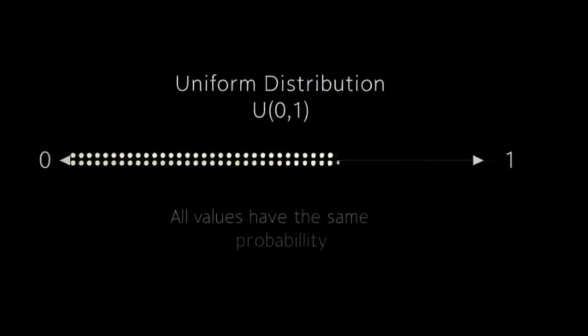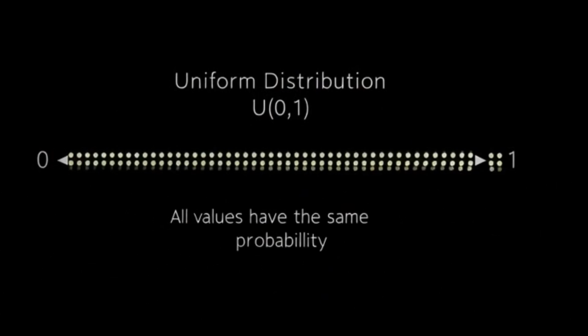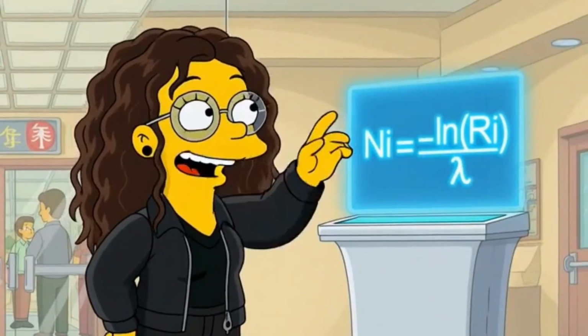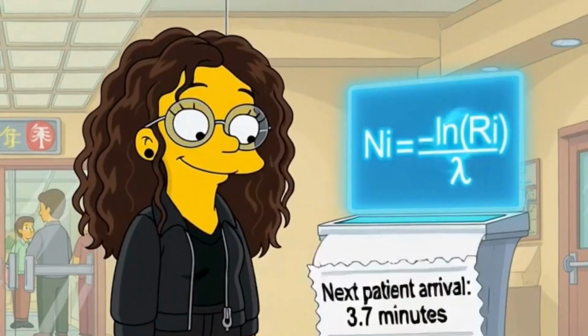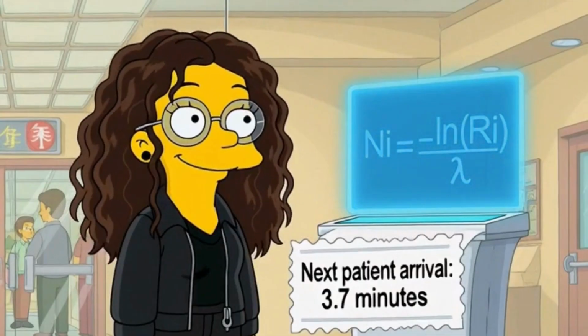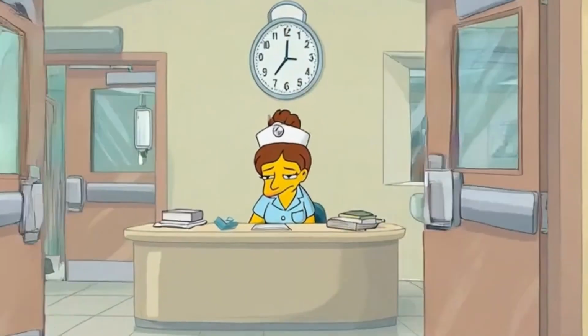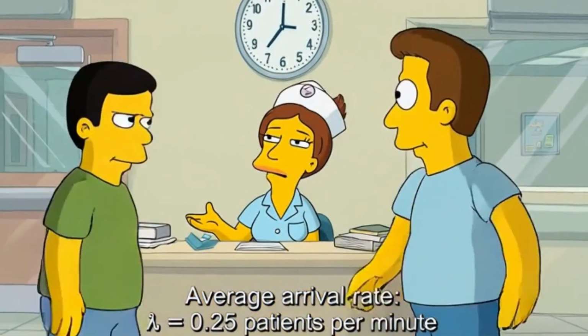This new value, Ri, behaves like a number drawn from a uniform distribution. This means that all values between 0 and 1 have the same probability of appearing. But we still need to convert this number into something useful for the simulation. Using a mathematical transformation, we convert Ri into Ni, which represents the waiting time until the next patient arrives. In our model, each value of Ni represents how many minutes pass before the next patient arrives at the hospital.